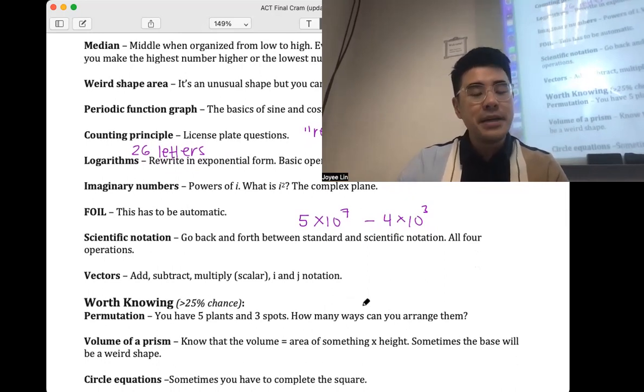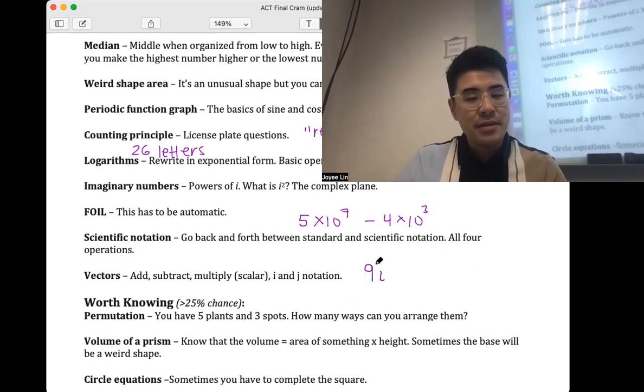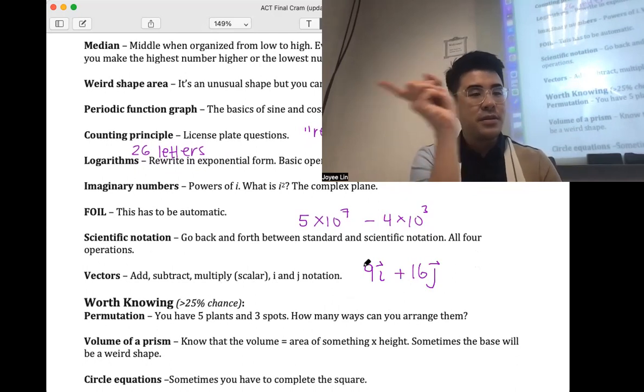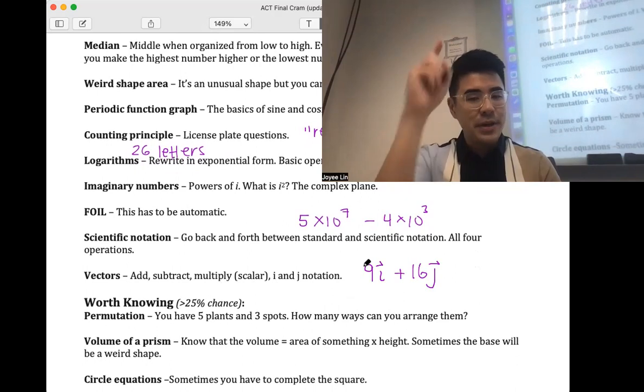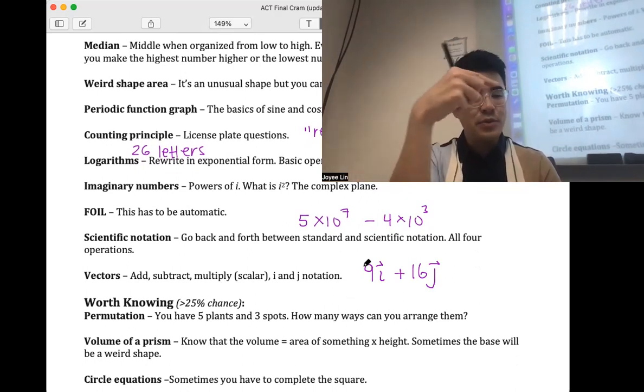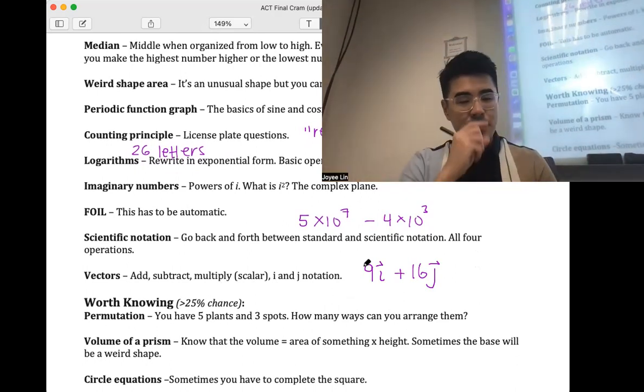Add, subtract, multiply, and divide vectors, right? If you get a vector, I remember the first one, if it's positive, it means you're moving to the right. And if the j is positive, it means you're moving up, right? If it's a -9, that means you're moving left. -16 means you're moving down, right?